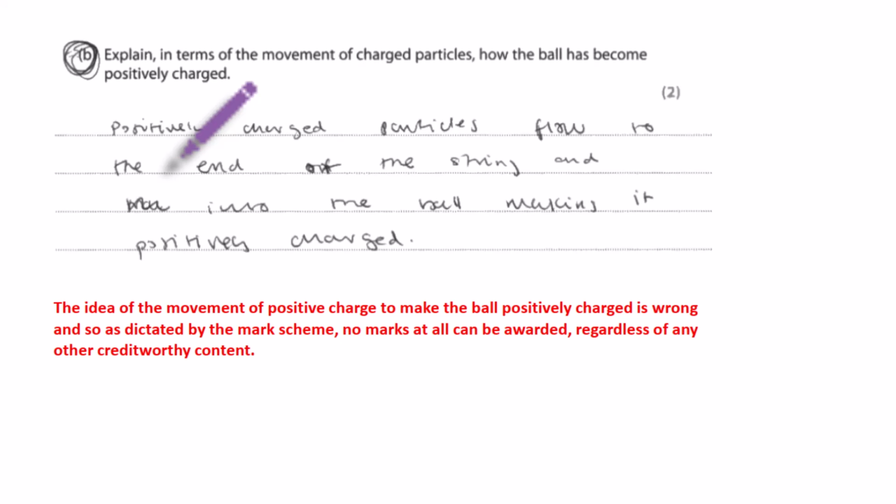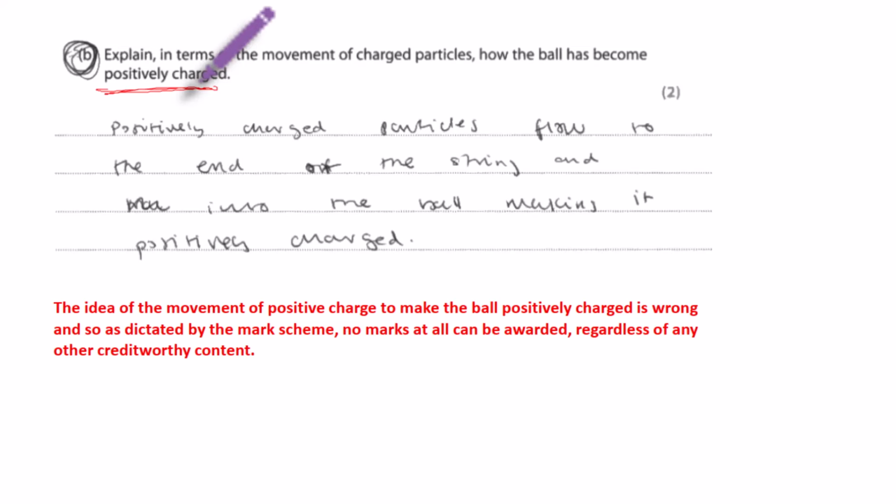Next one, explain in terms of movement of charged particles how the ball has become positively charged. Okay. So the student has written positively charged particles flow to the end of the string and into the ball, making it positively charged. So this clearly shows the student does not know the concept of static charge.